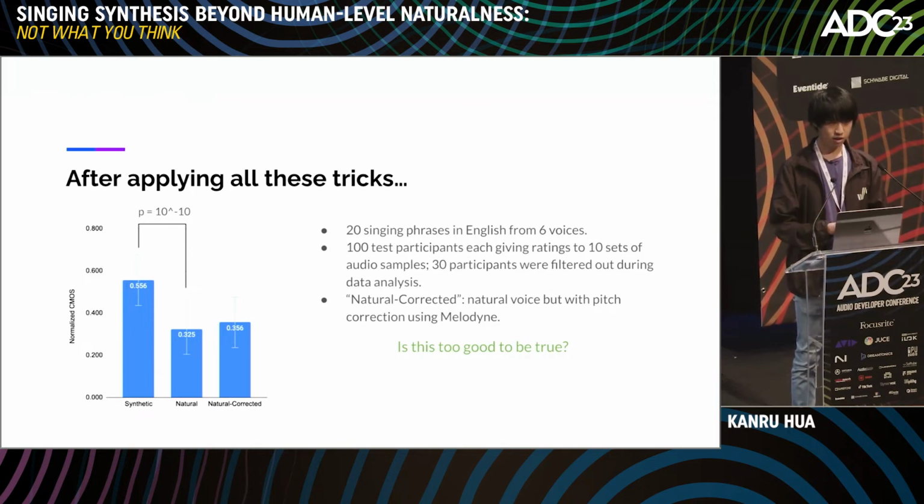We also consider the possibility that humans can do really pitch-perfect tuning. So we actually hand corrected all these natural samples using Melodyne and made sure they're pitch-perfect. And these are reflecting the natural corrected group. And the result almost looked too good. If you look at the synthetic sample, it got a rating of 0.55, but natural samples got lower ratings, 0.325. And we can do statistical testing and find this difference is statistically significant.